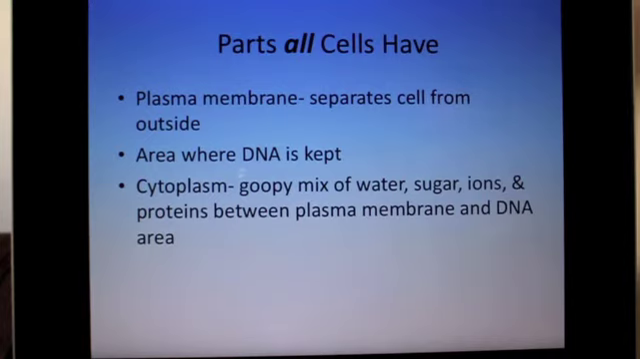So there are some parts that all cells have. The first part that all cells have is a plasma membrane, and I'll show you a picture of that in a moment. This separates the cell from the outside. So you've got the inside and the outside. Then there's an area in the cell where the DNA is kept. The DNA is very important. That's the genetic information of the cell. And then you have the cytoplasm. This is the goopy mix of water, sugar, ions, and proteins between the plasma membrane and the DNA area. It's what's inside the cell.